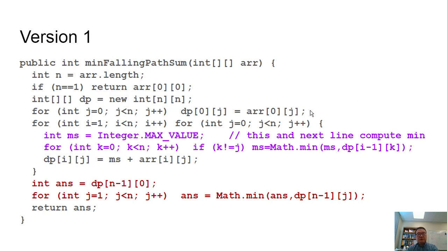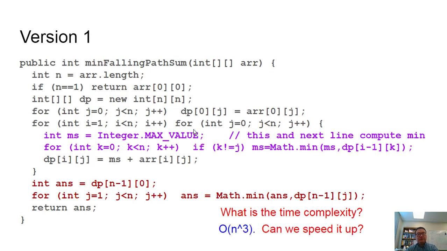So a question is, what is the time complexity of this code? I encourage you to pause to come up with your answer. So the complexity is n cubed, because we have a loop from 0 to n here, a loop over n here, and then another loop here from 0 to n minus 1. So it's n cubed.